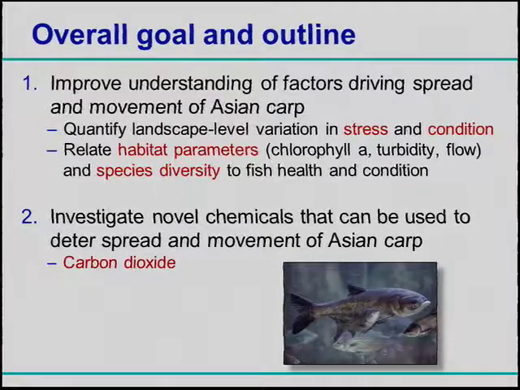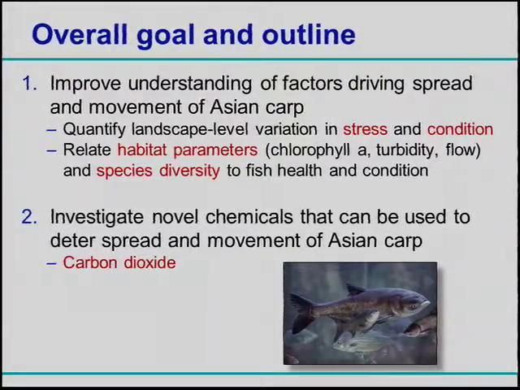To address that first goal, first of all, I'm going to quantify landscape-level variation in stress and condition and try to use that as a predictor for animal movement. And then a second part of that is to relate small-scale habitat features like chlorophyll, turbidity, flow, and species diversity to the health and the condition of the fish. So those are the two parts for goal number one.